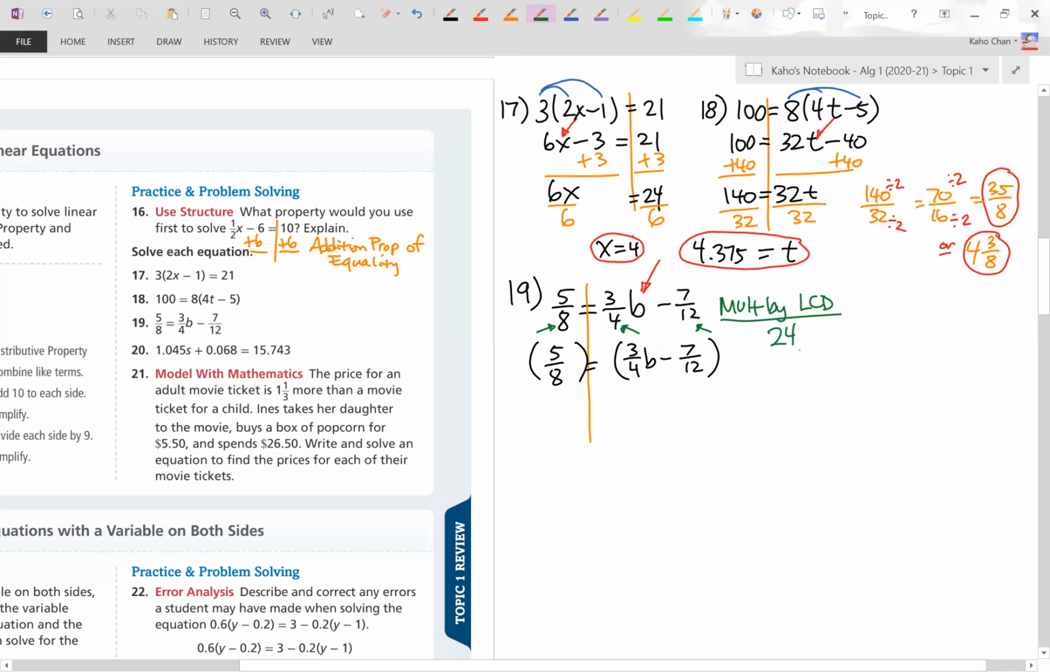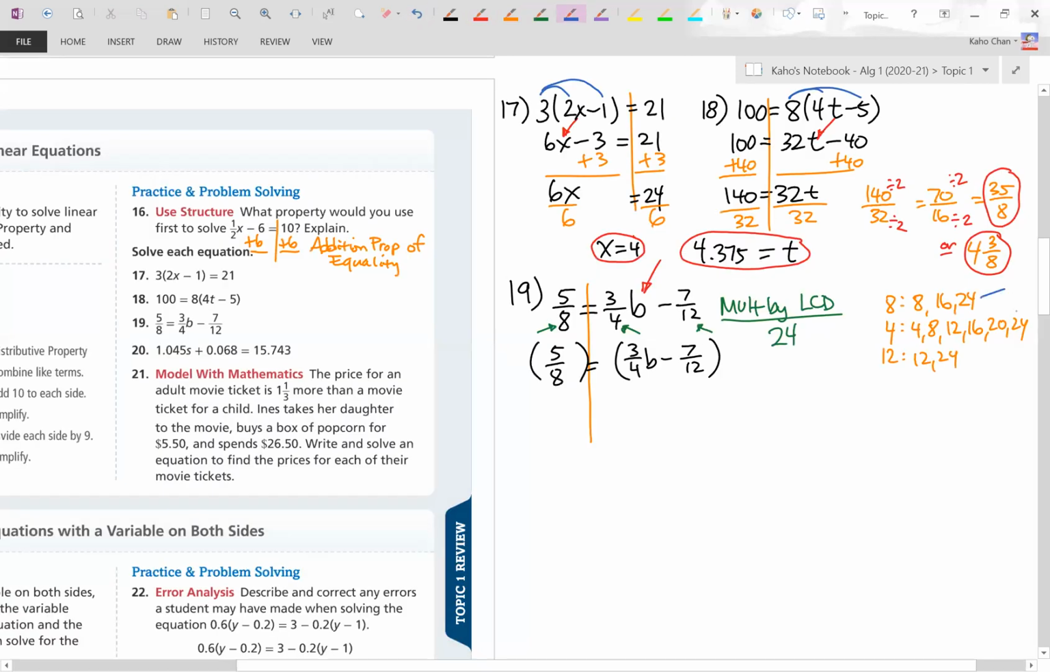It's been a while. I might as well point that out. How did I get 24, Mr. Chen? Back in elementary school, you probably did something like this. Wrote down multiples of the numbers you're trying to get the least common denominator with. So that's what I'm doing right now. Oh, there it is. 24 is the least common denominator. I made the mistake of saying 12 earlier, but I corrected myself. Whew. Thank goodness. 24, you got to multiply both sides with.